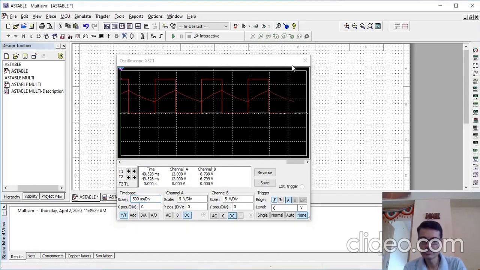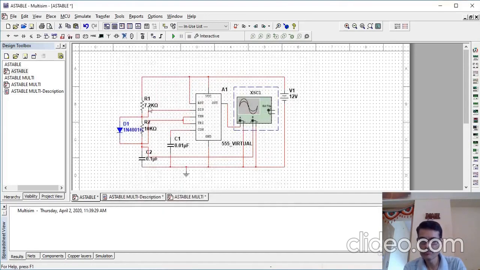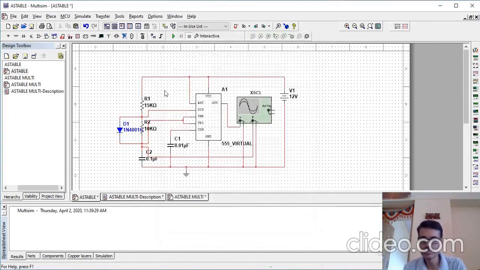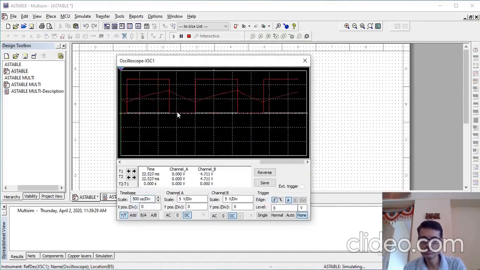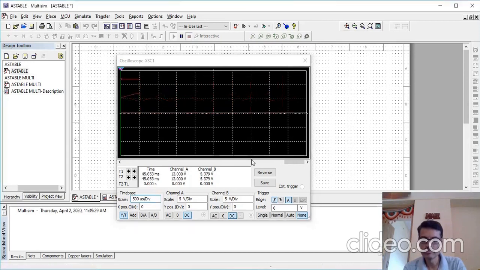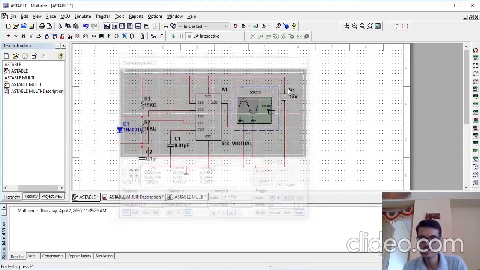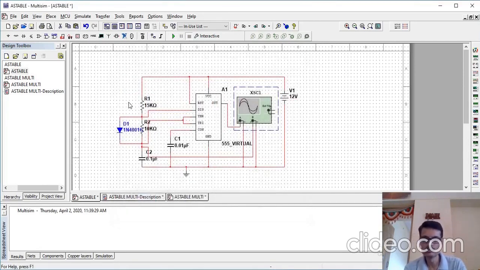If you want to design with a duty cycle of more than 50%, we can do that here itself. So let's say roughly I'll take a 15 kilo ohm resistor. Now just check the output waveform. It is more than 50% because the on period is more than the off period. As you can see over here, the on period is more than the off. A 60% duty cycle astable multivibrator can be designed with this circuit also. Thank you.